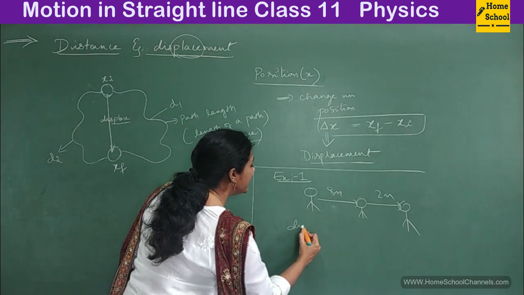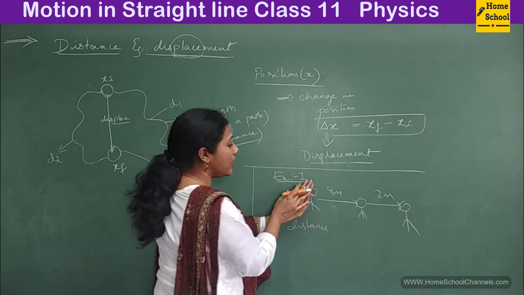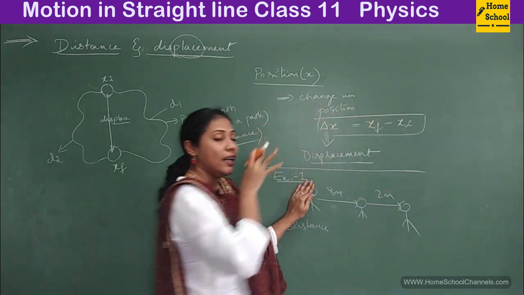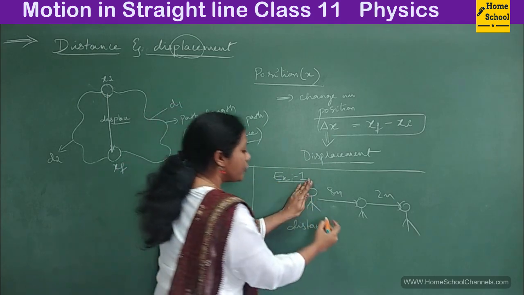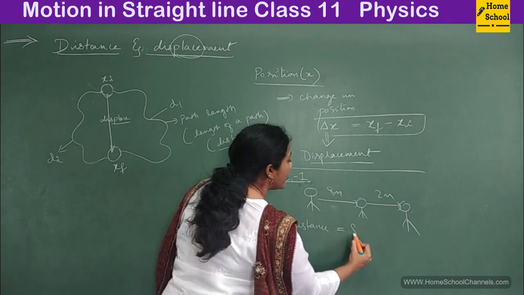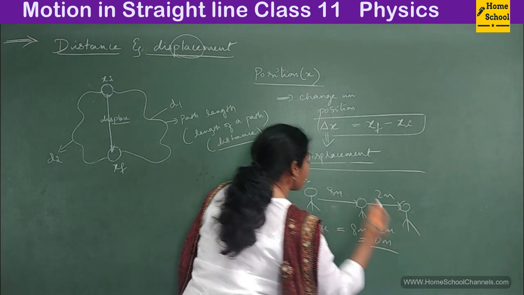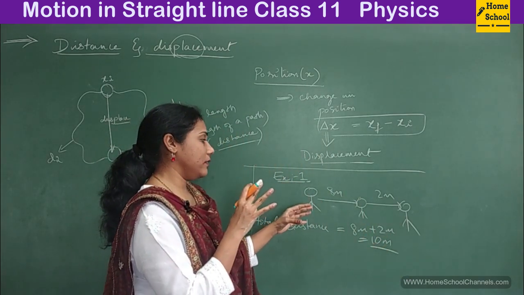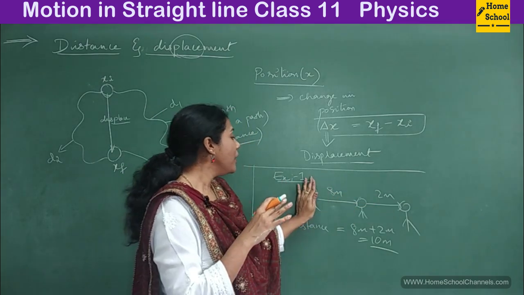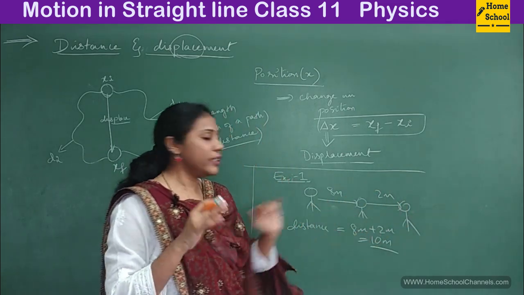Can you tell me how much distance he has traveled? Initially the person was here, he moved 8 meters and then moved again 2 meters in a straight line. So the total distance is equal to 8 meters plus 2 meters, that is equal to 10 meters. The distance is a path length in which the person has moved from this point to this point. So the total distance he moved was 10 meters.